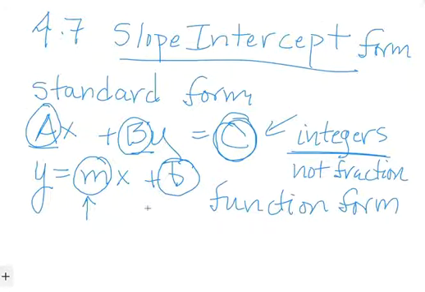So the m, which is the coefficient of x, represents the slope. Keep in mind that slope is m. It's just the coefficient of x. It does not include x. Okay, and b represents the y-intercept.